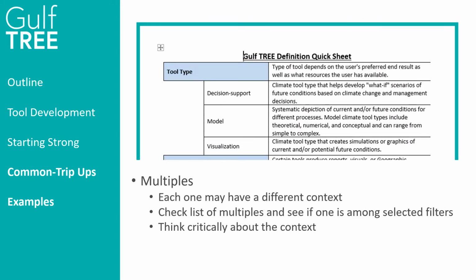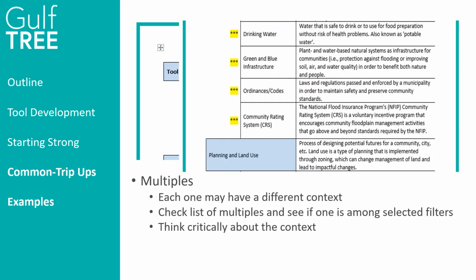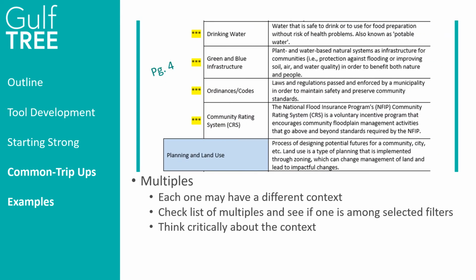For those of you who are watching online or following along, there's a resource linked in the video description that takes you to a suite of resources. You're looking specifically for the Gulftree definition quick sheet. If you go to page 4, you'll see some asterisks there. What that means is that this particular filter appears multiple times within Gulftree, but you might find it in different places. So now that you know how to figure out which ones are multiples, I'm going to give you a quick demonstration of where you might see those and what that might mean within Gulftree.